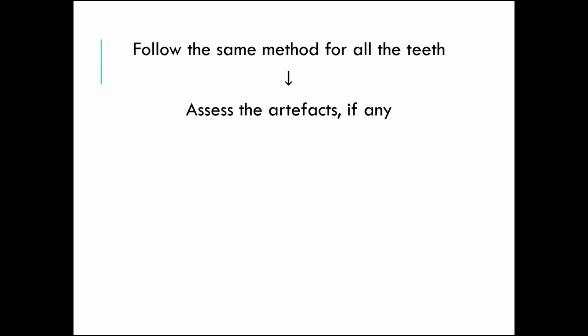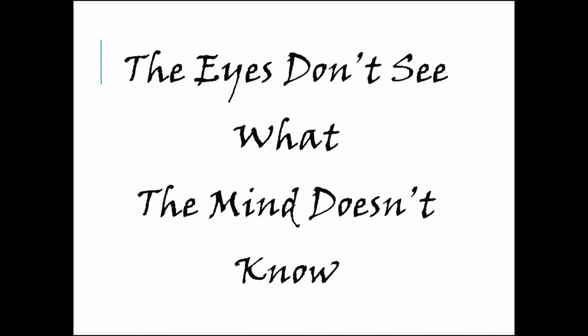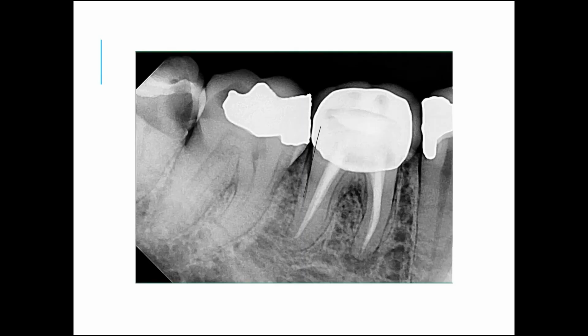Assess the artifacts if any and postulate the radiographic diagnosis. Always remember, the eyes don't see what the mind doesn't know. So, in order to interpret the radiograph, we need to have a good knowledge about the normal anatomic landmarks, the pattern of the bone, morphology of the tooth, and the various diseases affecting the teeth as well as the adjacent alveolar bone. Only if we have knowledge about the various pathologies, then only we will be able to diagnose these conditions. Let's interpret this radiograph now.